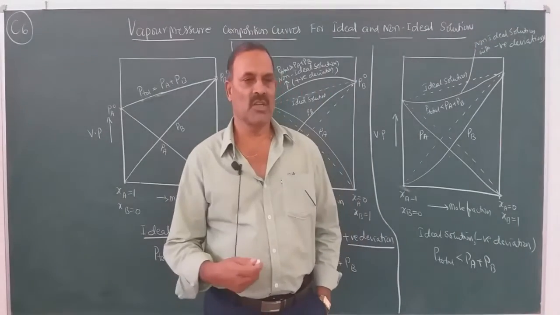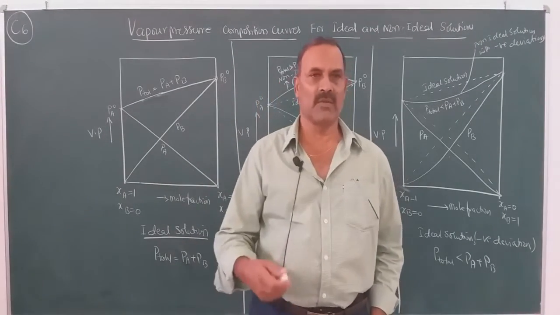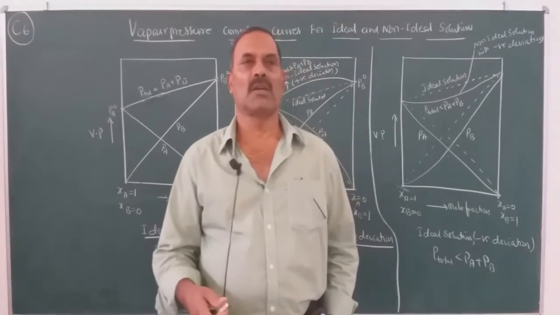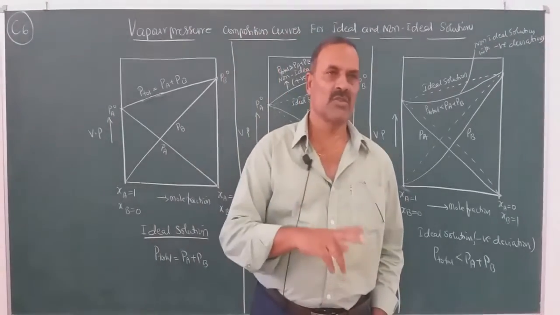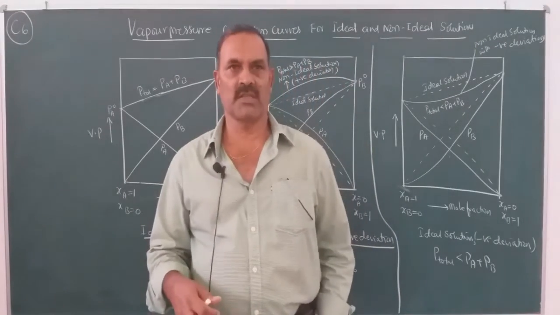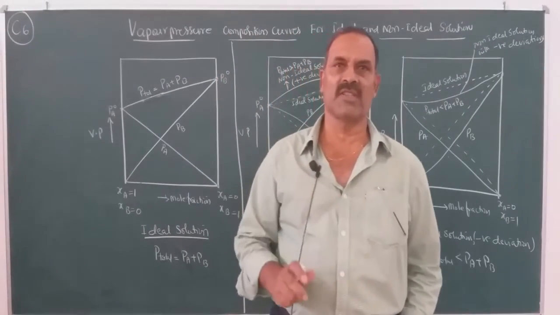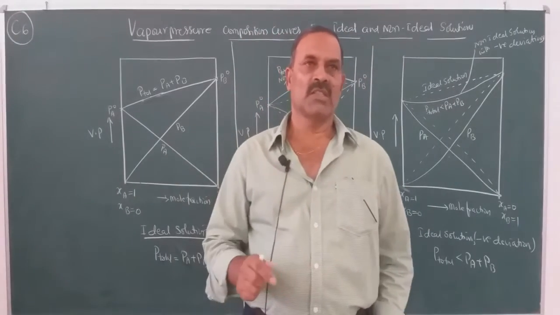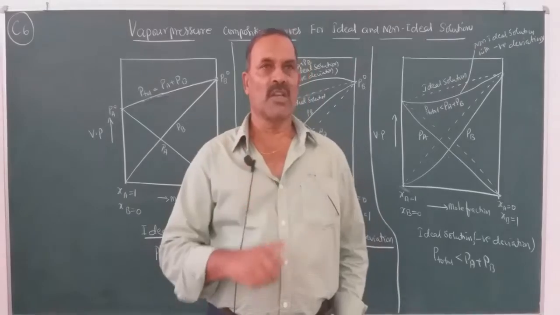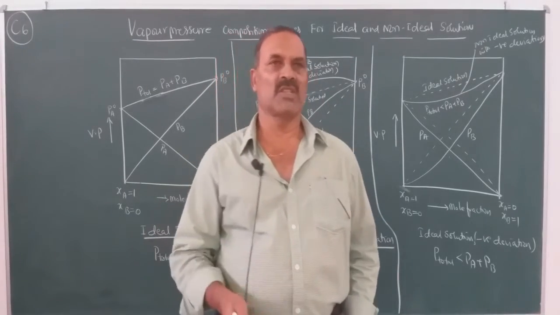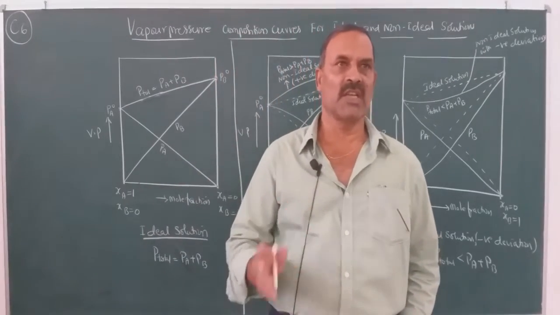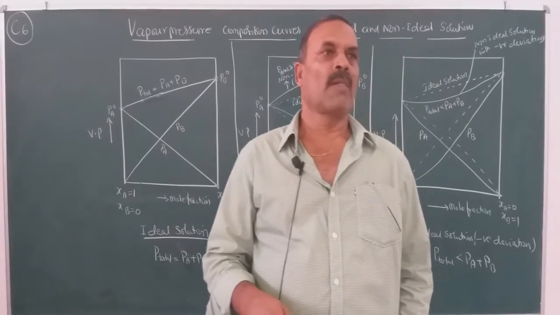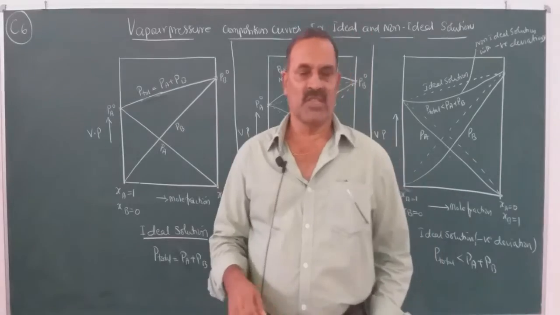So, in solutions of liquid in liquids, we have studied Raoult's law, ideal solutions and non-ideal solutions, and the differences between ideal solutions and non-ideal solutions. In non-ideal solutions there are two types: non-ideal solutions with positive deviation and non-ideal solutions with negative deviation. And also we have studied what azeotropic mixtures are.